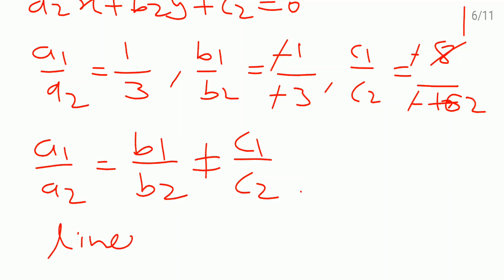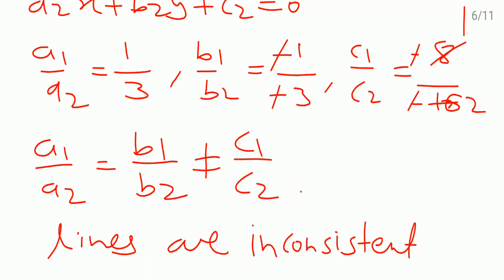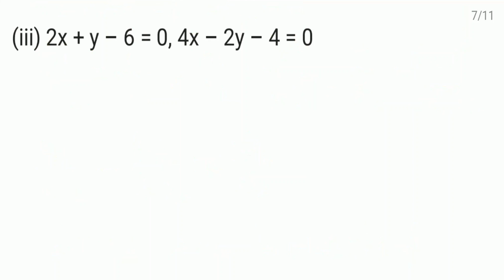So here lines are inconsistent. Correct? As these lines are inconsistent, no solution is there. So there is no need to draw the graph according to the question. Right? Let us see the next one.